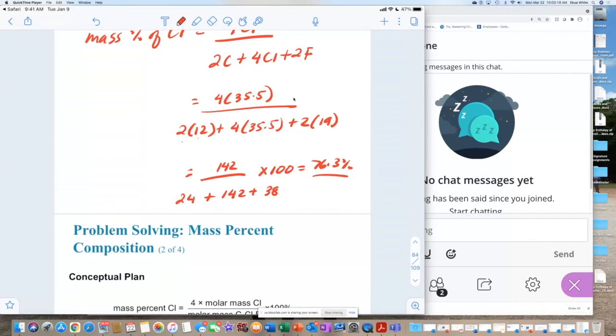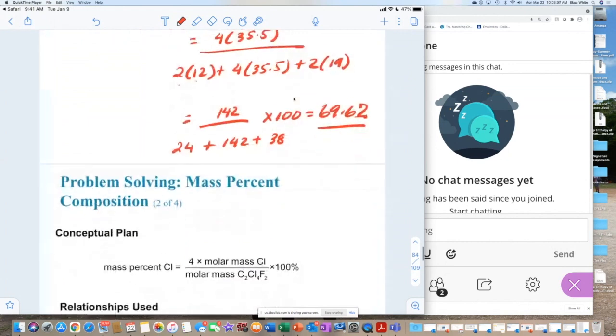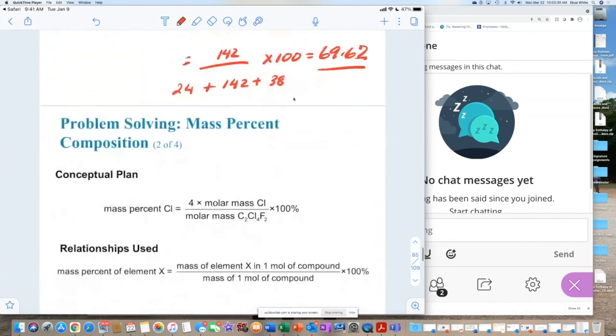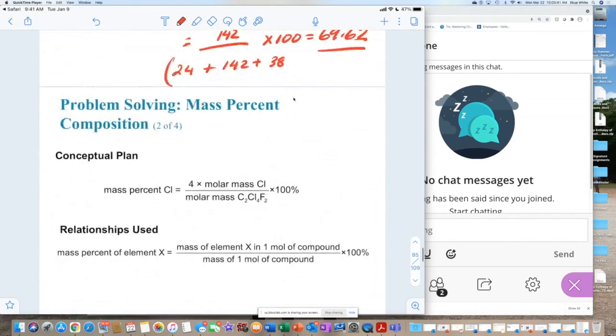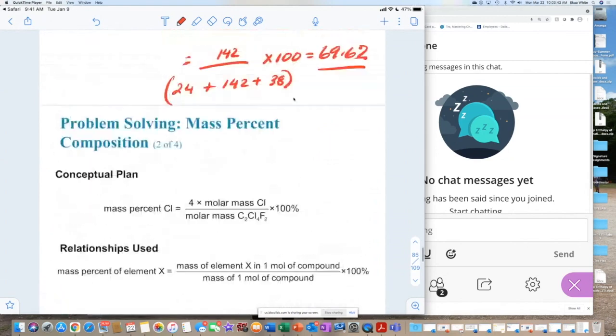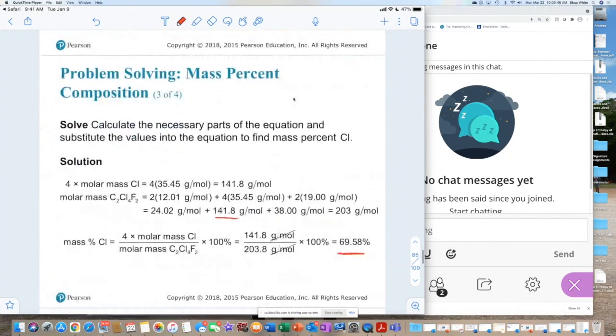142 divided by open parentheses 24 plus 142 plus 38. Okay, 69.6. I was wondering why there was a huge difference. 69.6%. Okay. So the setup was correct. I just somehow added the bottom number differently. But yeah, 69.6%. Yeah, that's more like it. And even though I rounded it, the answers should be pretty similar, not that different.